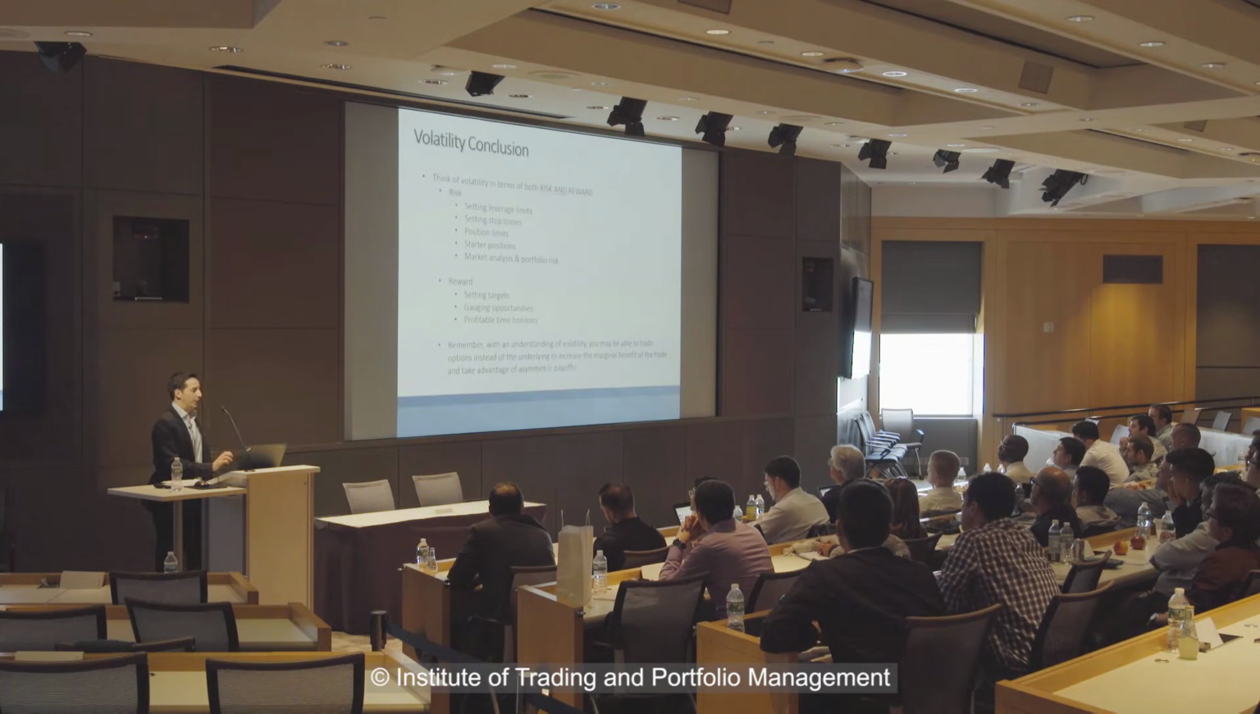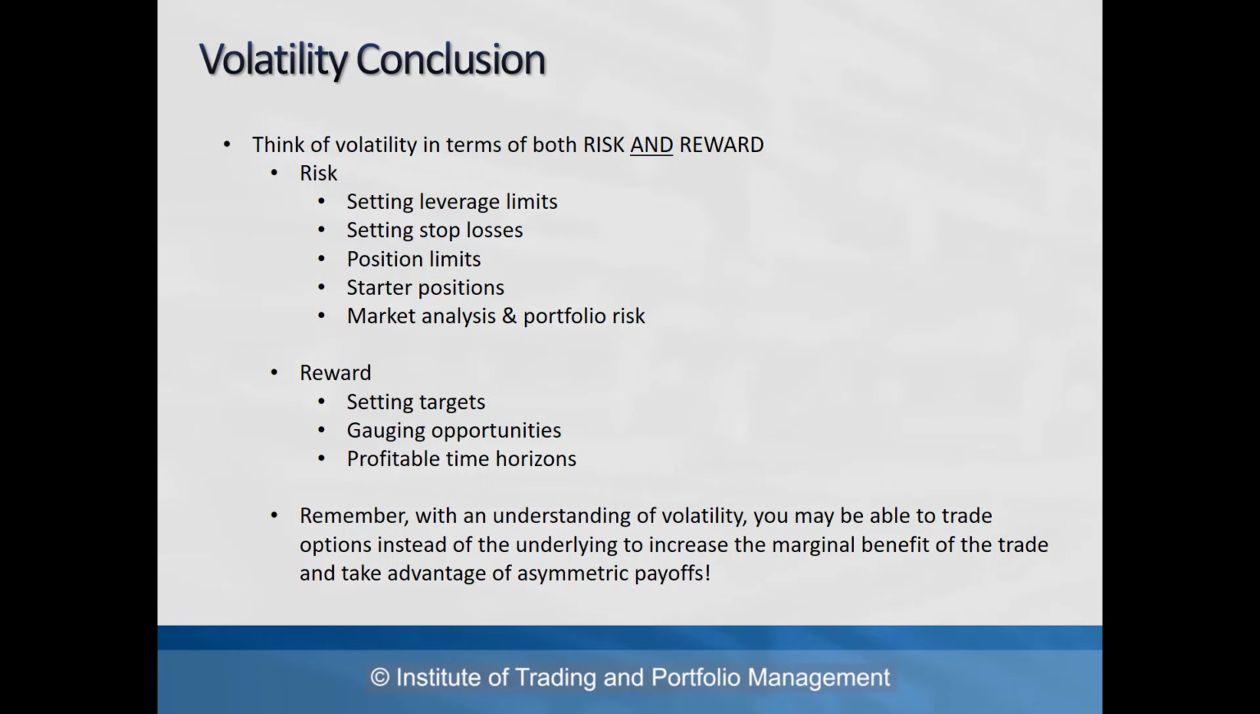So let's just conclude this opening section here about volatility. We're thinking about it in terms of risk and reward, okay? The risk stuff you're probably familiar with, but I'll just go through a couple of them now. So it's things like setting leverage limits, stop losses, position limits, portfolio limits. So let's take leverage as an example. If an asset's more volatile than another asset, you're likely to have a leverage limit that's actually lower.